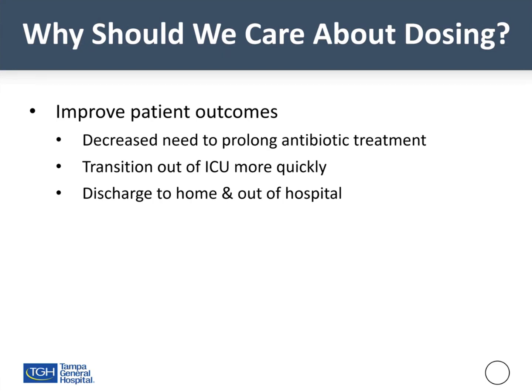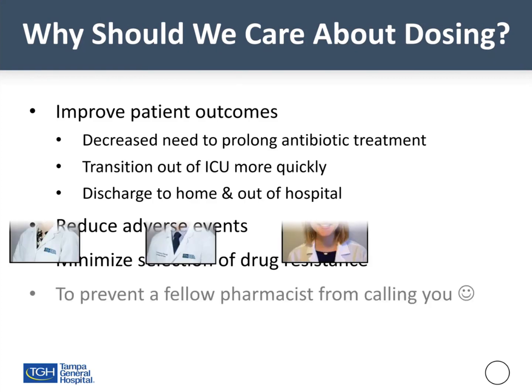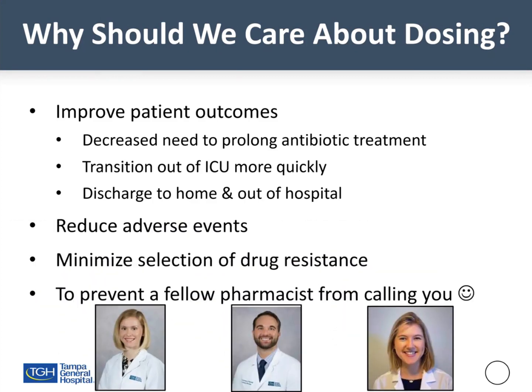If they're getting better faster, hopefully they can get out of the ICU to the floor and then out of the hospital that much more quickly, so they're not in the hospital to get some complications that we know these patients are going to encounter. If we're dosing our drugs appropriately, hopefully we're reducing the chance for adverse events, and that we're also minimizing the chance that we are going to select out for drug resistance. If we're underdosing drugs, maybe we're going to select out for heteroresistant populations that are going to cause further problems down the line. And then most importantly to you guys, so that your ID pharmacists and other pharmacy colleagues aren't harassing you all the time with questions and recommendations on your drug dosing.